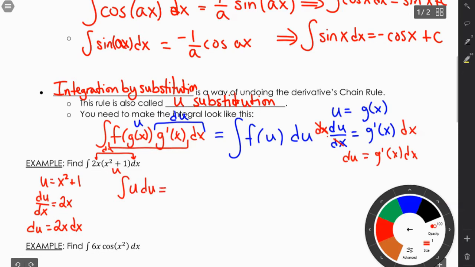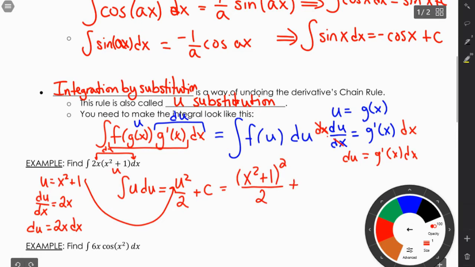And now I just follow my rules. So it's going to be u squared over 2 plus c. We don't necessarily have to put the plus c. And then we bring back in the u. So I take this u and substitute it back in. Once I have that final simple integral, I bring that function back in. So I have x squared plus 1 squared over 2 plus c. So that would be the integral of 2x times x squared plus 1 dx.